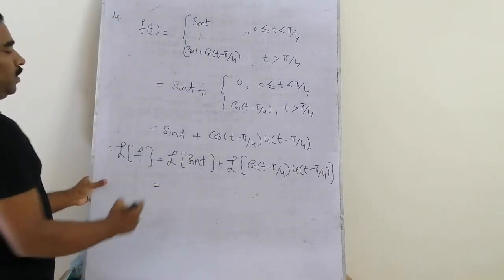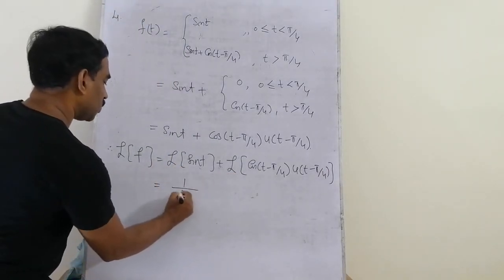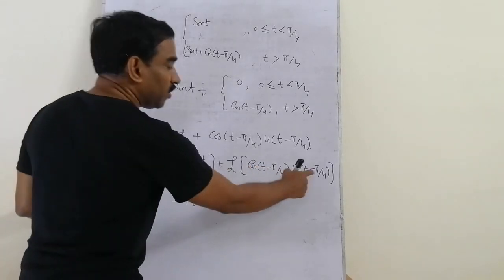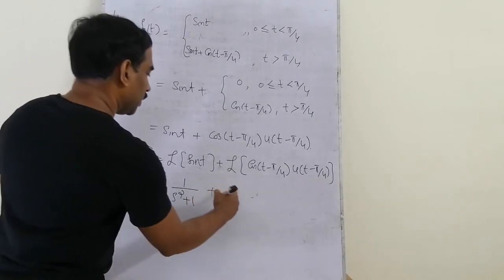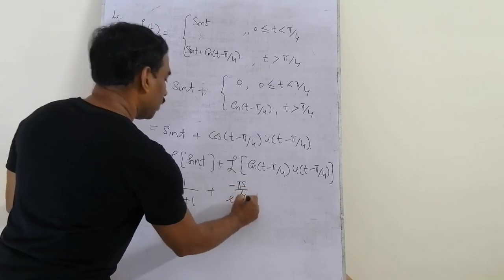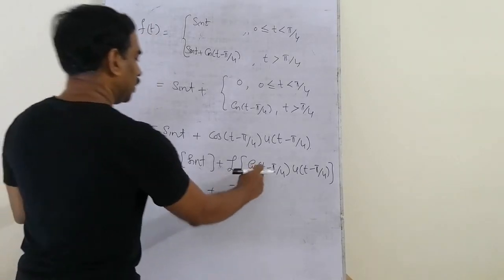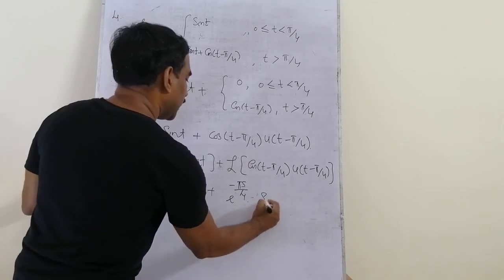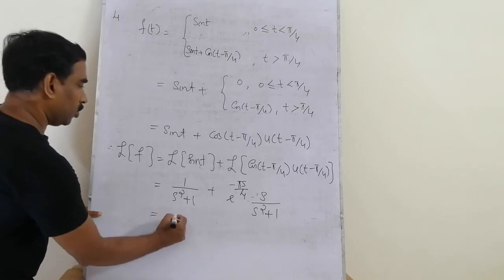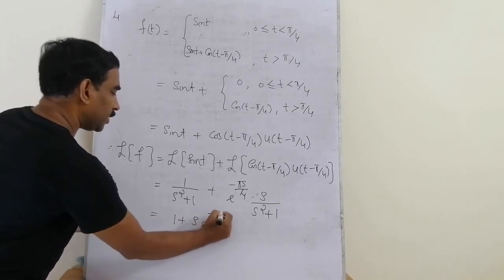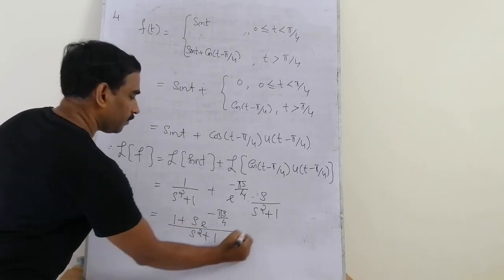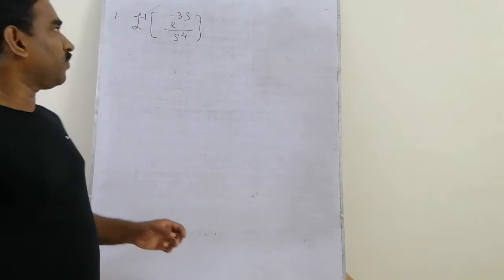So this is equal to Laplace transform of sin t, that is 1 by s square plus 1. So using second shifting theorem, Laplace transform of cos of t minus pi by 4 into u of t minus pi by 4 becomes e raised to minus as, a equal to pi by 4, that is e raised to minus pi s by 4 into Laplace transform of the function cos t. Here the transform of the function cos t is s by s square plus 1. So this is equal to 1 plus s into e raised to minus pi s by 4 divided by s square plus 1. Let's consider problem set 4.